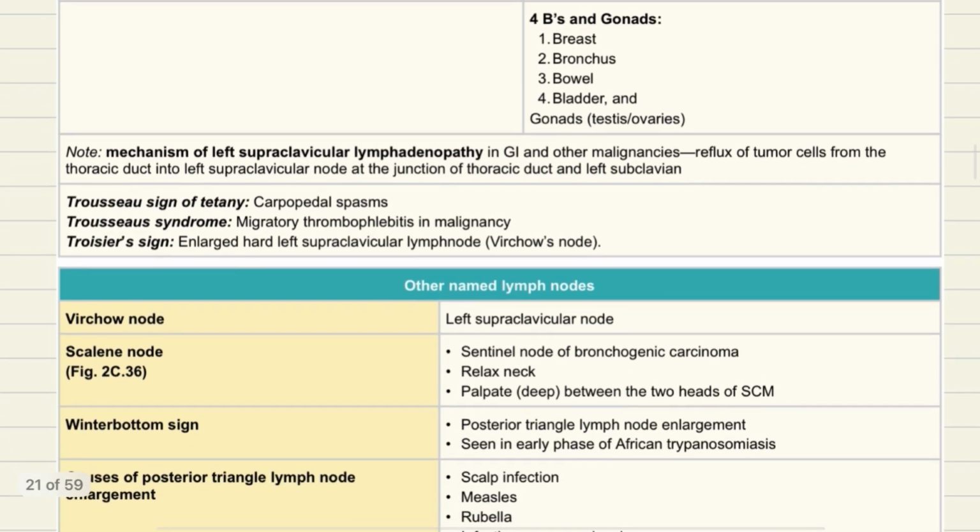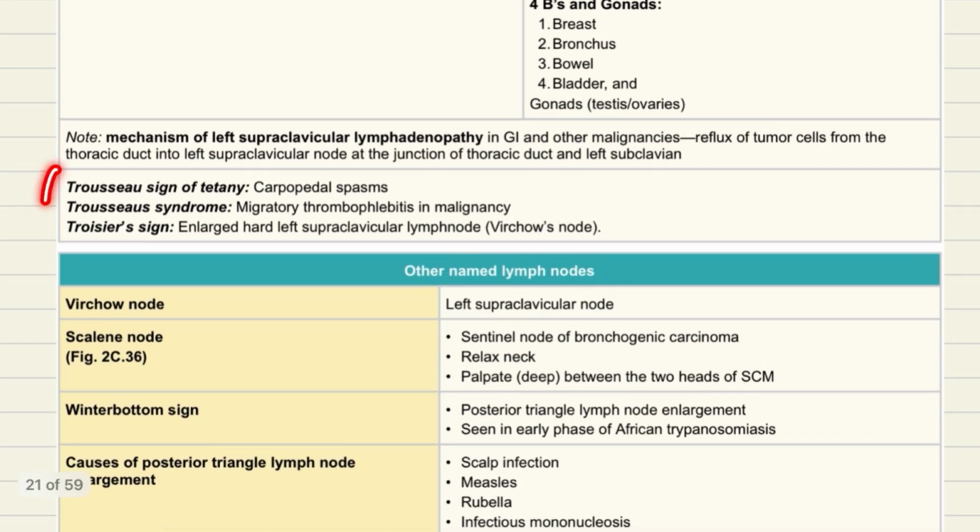Then we have some important things here, very confusing terms: Trousseau syndrome, Trousseau sign and Trousseau sign of tetany. So Trousseau sign of tetany you can appreciate in hypocalcemia when there are carpopedal spasms. Trousseau syndrome is migratory thrombophlebitis seen in malignancies, and Trousseau sign is basically enlargement of the left supraclavicular lymph node, also known as the Virchow's node.